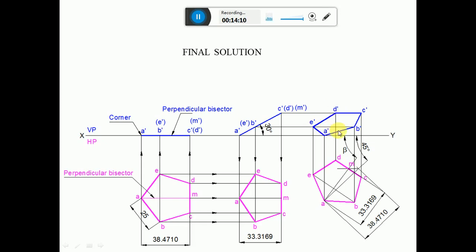Then mark the points A dash, B dash, C dash, D dash and E dash. Then join A dash to B dash, B dash to C dash, C dash to D dash, D dash to E dash and E dash to A dash with a dark line. So this is how we will be able to complete this problem.